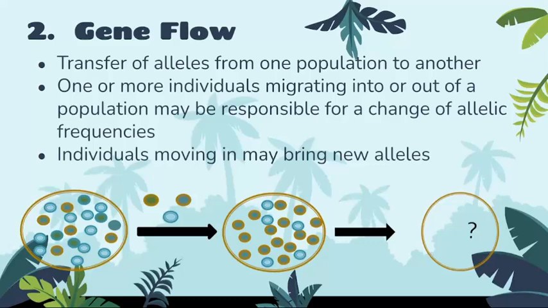And individuals moving in may bring new alleles. So I want you to understand that in a very small population, let's say only three dogs, if two of them had a good gene and one of them had a bad gene, so now you have 66% good genes and 33% bad genes. But suddenly, when the dog with the bad gene leaves, you're back to 100% good genes. So if a population is very small, this change is really, really big. And that's the idea of gene flow.